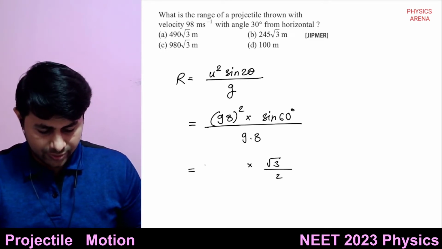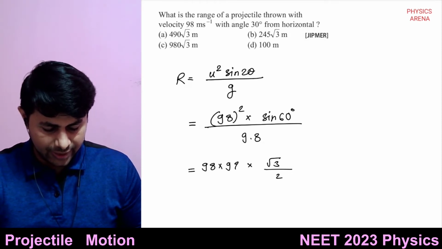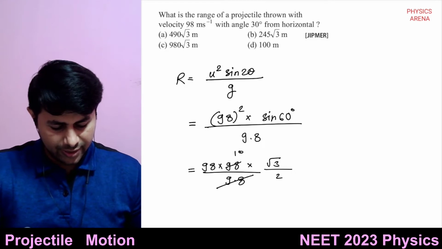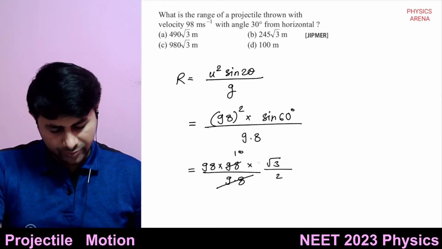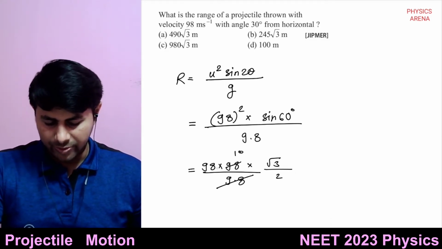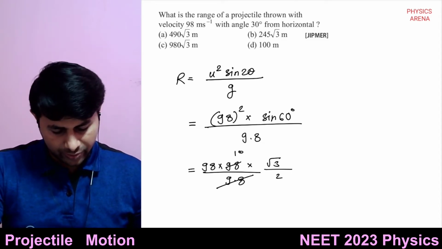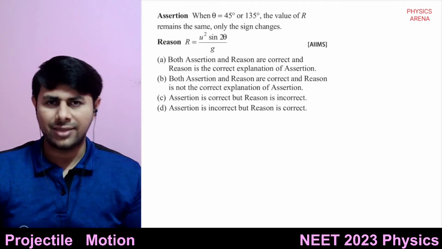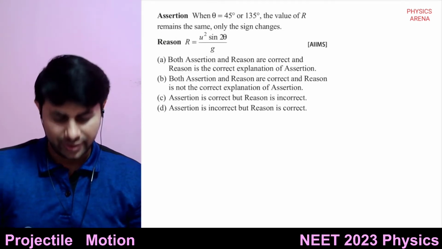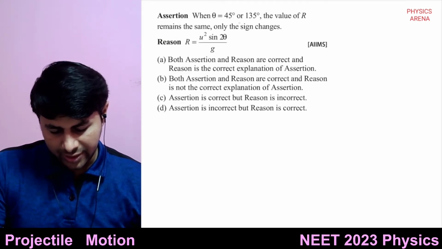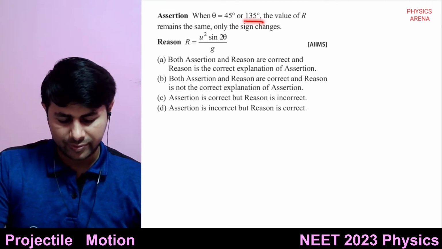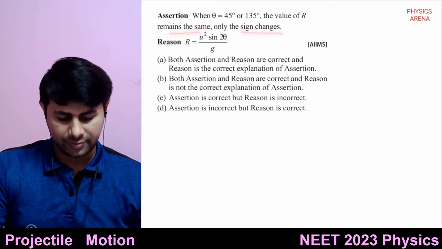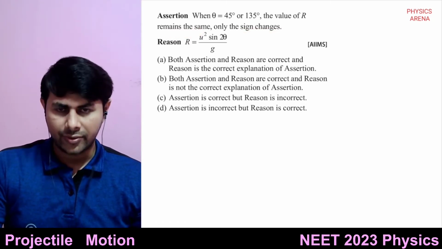Right. So it is 98 multiplied by 98 divided by 9.8. So this will be 10. 10 by 2 is 5. 5 times 98 will be 490. And 490 root 3 is the answer. Option A. Assertion and reasoning type of question. When theta equals 45 or 135, the value of r remains the same. Only the sign changes.